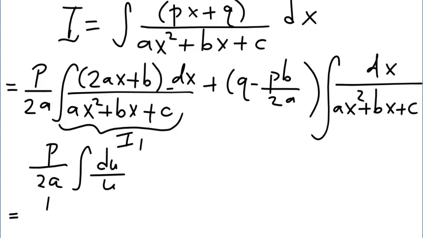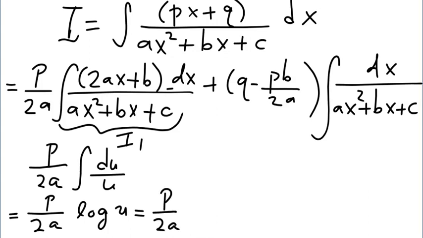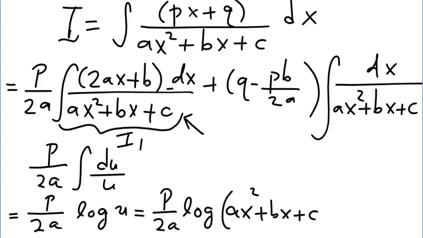That's going to give you a natural logarithm, that is natural logarithm of u. So together you're going to get p over 2a, substituting the original u. u is the denominator of that integral. You get natural log of ax squared plus bx plus c. So that is the answer, the result of this entire first integral.